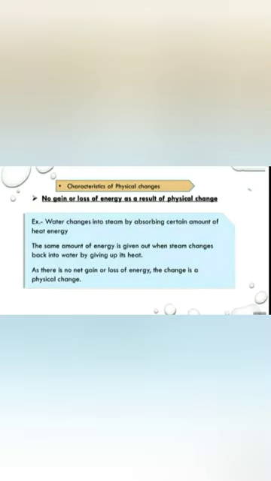No gain or loss of energy. On absorbing or gaining heat energy, water changes into steam, that is from liquid to gaseous state. Now, on losing the heat energy, steam changes back into water, that is from gaseous to liquid state. So this time the same amount of heat energy is released. As a result, no net gain or loss of energy takes place. Thus, the change is a physical change.